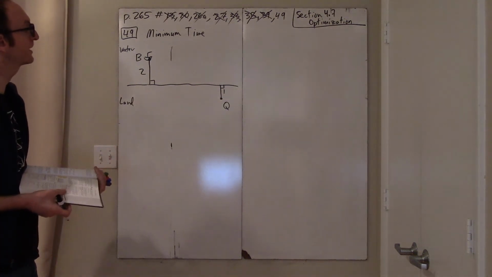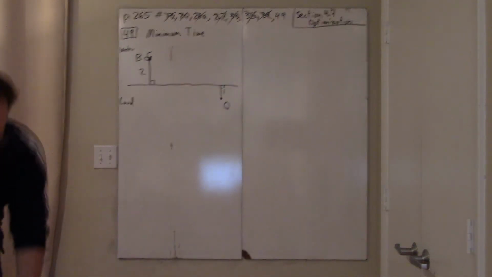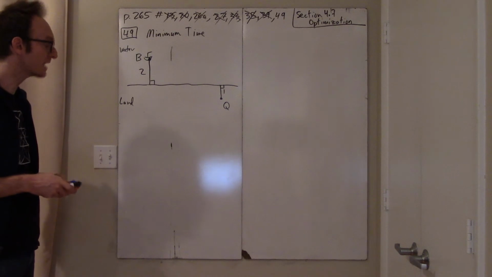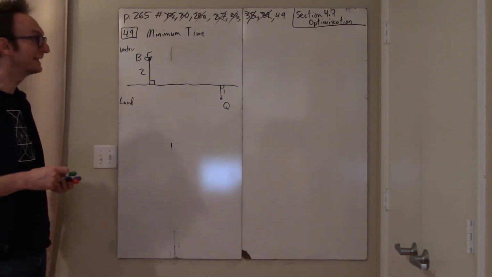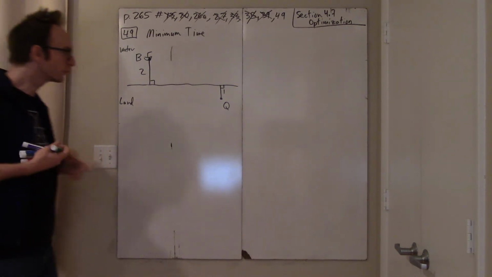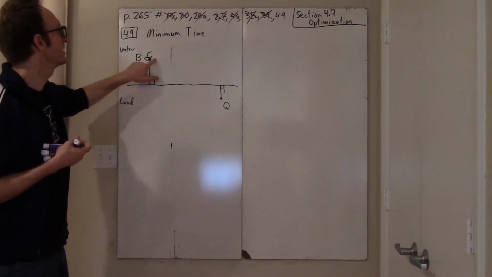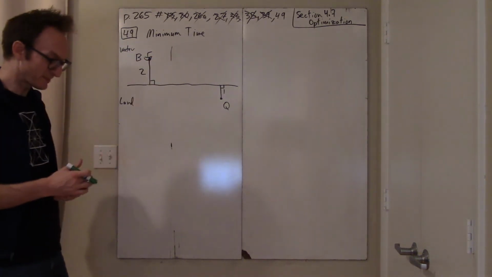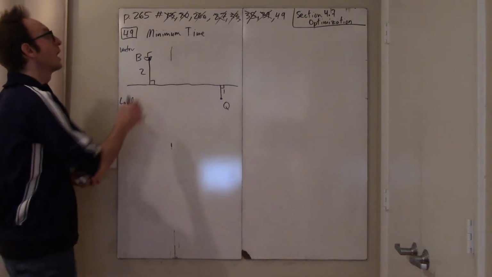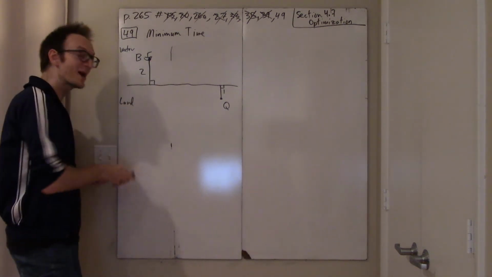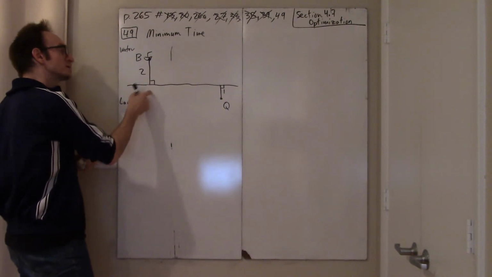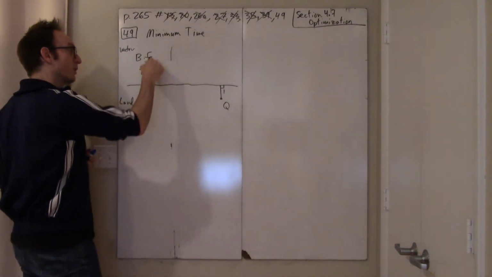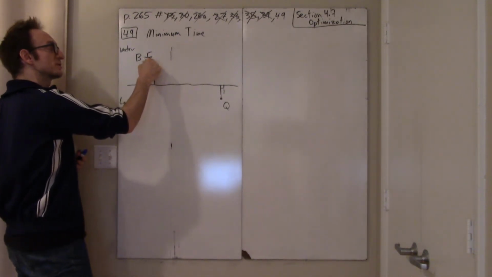And so we can now ask certain common sense kinds of questions. What if you really, really hated rowing? Then probably how would you get from B to Q? Well, you would row the shortest amount possible, which would mean you would row directly to shore, to this new point, let's call it A, which is the point on the shore closest to your boat's position.